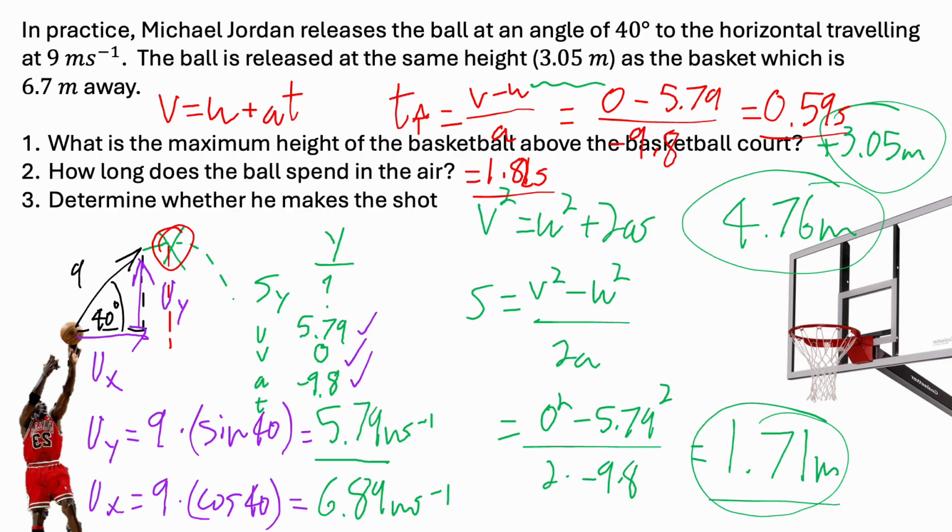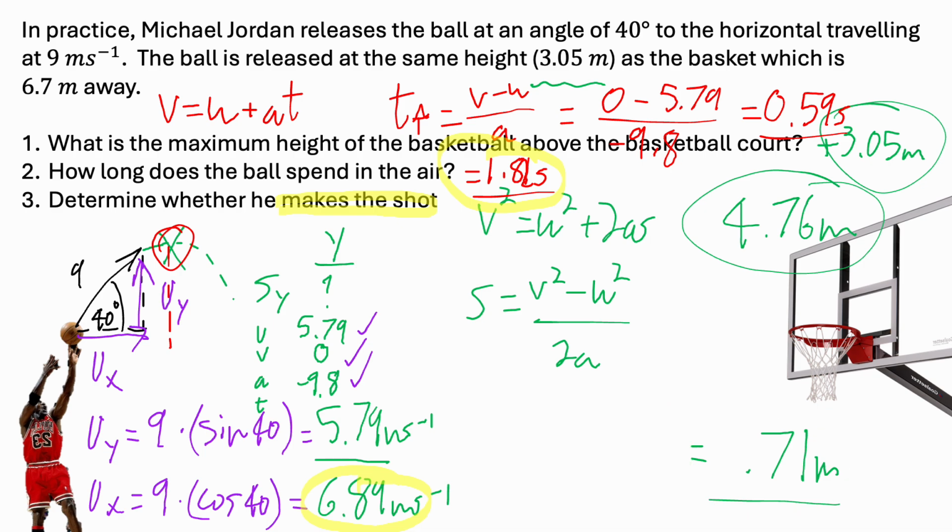Okay, now we're doing pretty well here. We've almost finished everything. The last one is determine whether or not he makes the shot. In order to do that, we're going to use our total time, 1.82, and our horizontal velocity of 6.89. Now, much like a lot of problems in IB physics, we're going to ignore air resistance in this case.